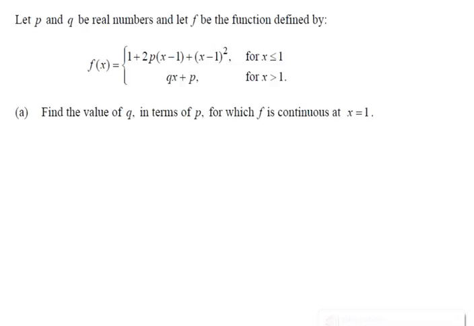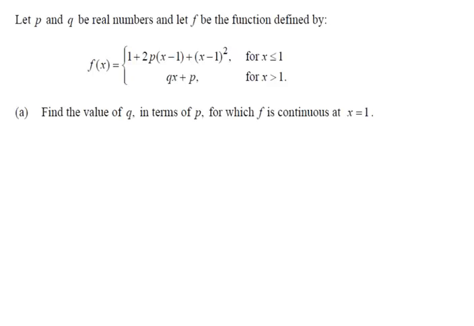Okay, this is problem one. We let p and q be real numbers and let f be the function defined by this piecewise function that is broken up at x equals 1. Find the values of q. First of all, we're trying to find the value of q in terms of p for which f is continuous at x equals 1.